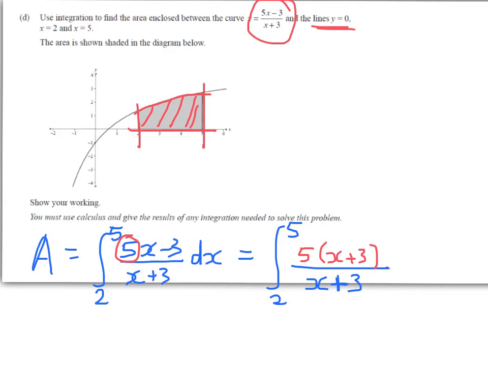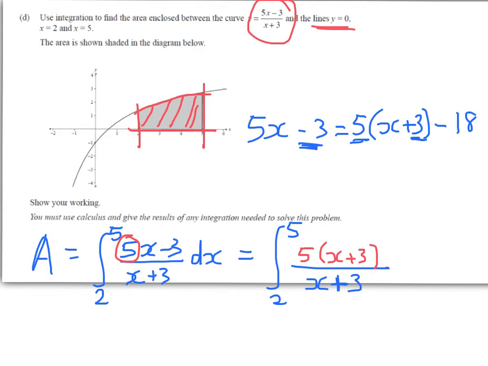So what I've done is I've forced 5x minus 3 to be 5 times (x plus 3) to match up, but now I need to take away 18, right, because 5 3s are 15, but I want to end up with minus 3, right, we did that in class. So here I'm going to have, in my numerator, this dx. Okay, I'm going to pop a new slide in here, but you should be able to go pretty easily from this point on.